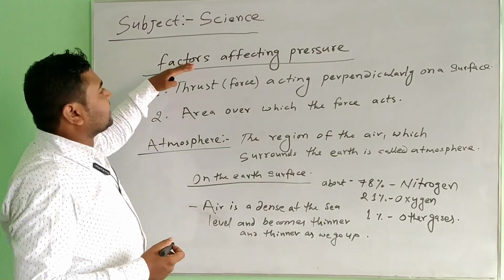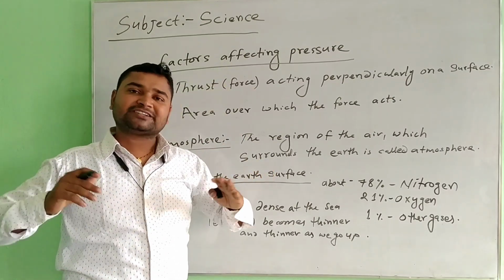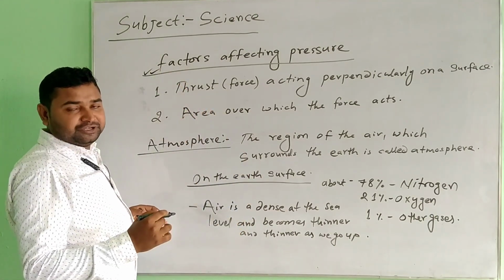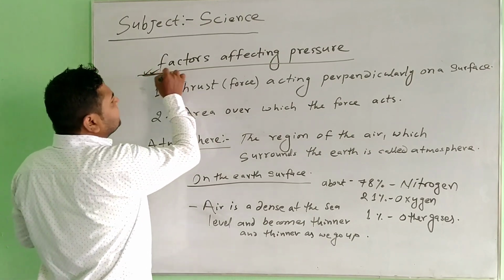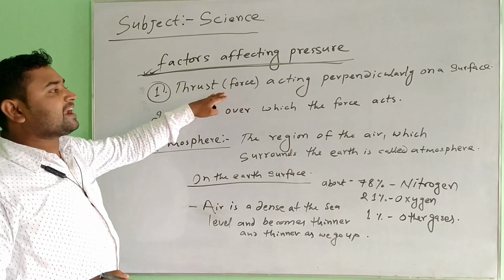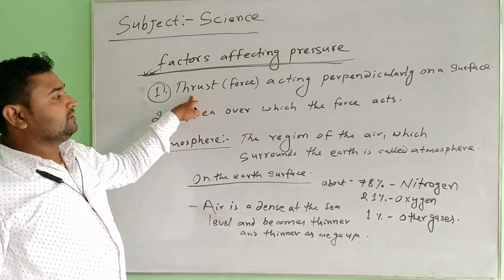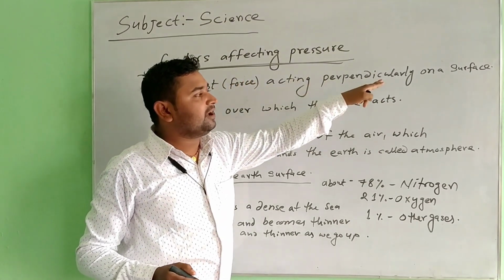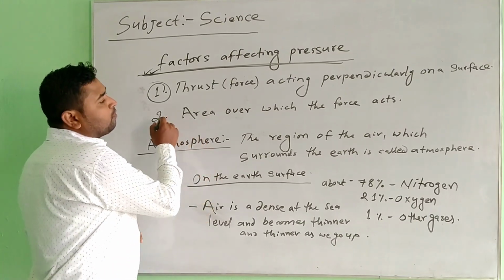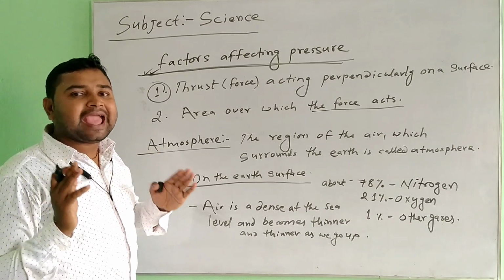Now what are the factors affecting the pressure? There are two factors which affect the pressure. So this type of question is also very important in the examinations. What are the factors that affect the pressure? One is force acting perpendicular to the surface. It means thrust acting perpendicularly on the surface is one of the factors, and another factor is the area over which the force acts.